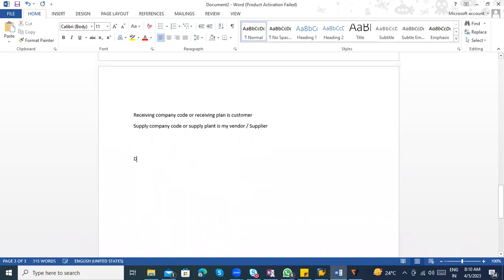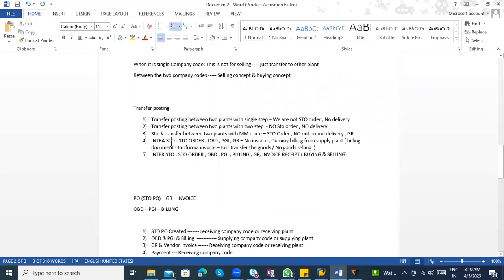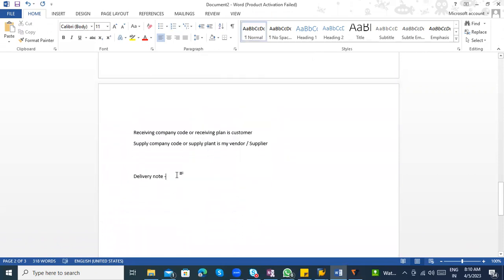So what will happen here? We'll be creating the delivery note. The delivery note is like an outbound: when you create the outbound delivery, we create this delivery note, which is nothing but an output print. It shows whether you are selling to a customer or sending the goods to another company code. Also, if it is within the same company code, there will be a pro forma invoice, which has the cost of the goods, and we mention that it is not for selling.